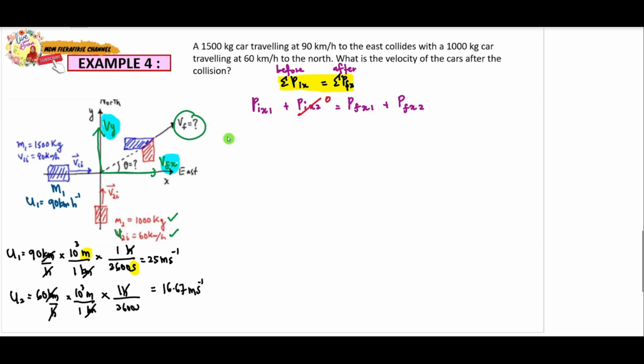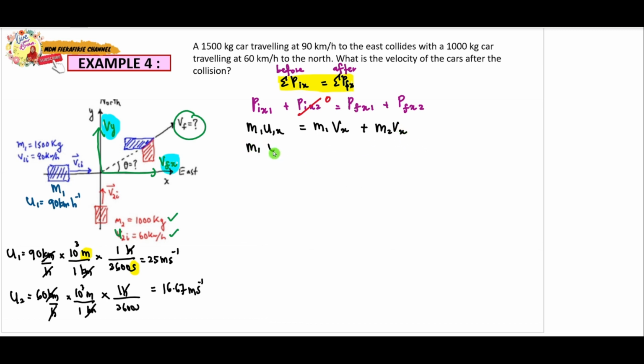So we have M1 U1 in X component equal to M1 V, Vx. Okay, kenapa Vx sahaja? Saya tak letak V1x sebab after collision, car 1 and car 2 are moving together. Okay, they are stick together. So dia akan jadi Vx saja. Saya tak namakan V1x ataupun V2x. So dia akan jadi Vx sahaja.